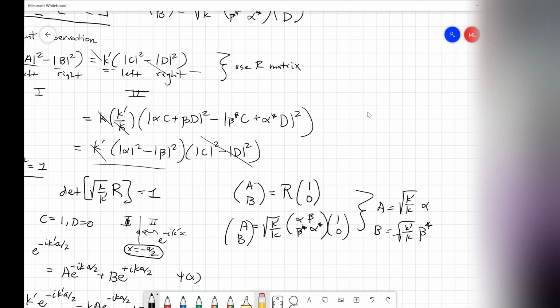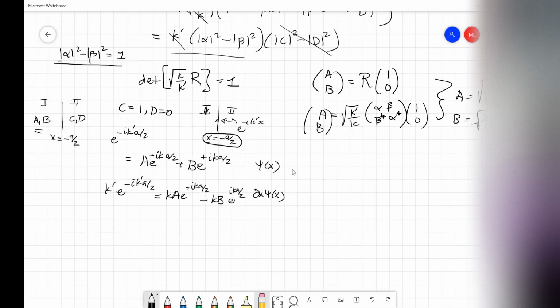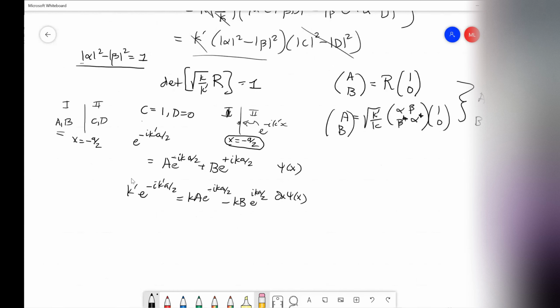So that's what we're doing here. We're just trying to figure out these elements, alpha and beta star, by choosing a particular boundary condition. In this case, C equals 1 and D equals 0. And we could do the matching, right? And we do the matching by matching the derivative and the function. And now you have two equations and two unknowns. So you can solve these for A and B.